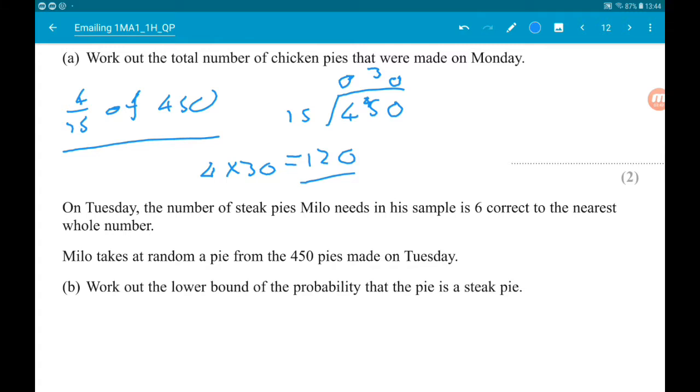So if we think about the error interval for the number of stick pies, so we're going to work an S in the middle. Now the lower bound would be 5.5, and that's the one we're interested in. So that's the lower bound that he could have calculated for the number of stick pies he needs in his sample. Now the upper bound, which is always a strict inequality, would be 6.5.